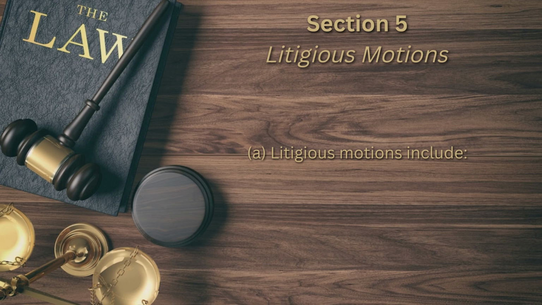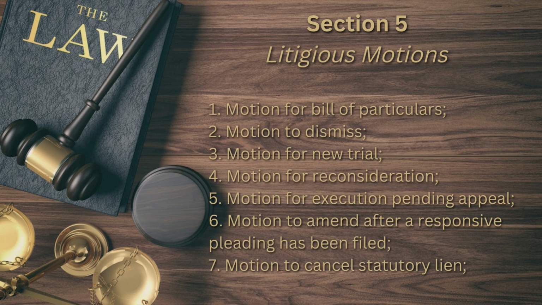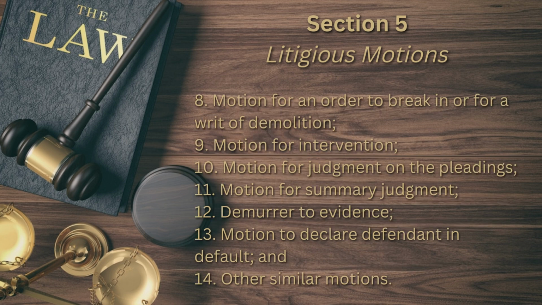Section 5. Litigious motions. Litigious motions include motion for bill of particulars, motion to dismiss, motion for new trial, motion for reconsideration, motion for execution pending appeal, motion to amend after a responsive pleading has been filed, motion to cancel statutory lien, motion for an order to break in or for a writ of demolition, motion for intervention, motion for judgment on the pleadings, motion for summary judgment, demurrer to evidence, motion to declare defendant in default, and other similar motions.